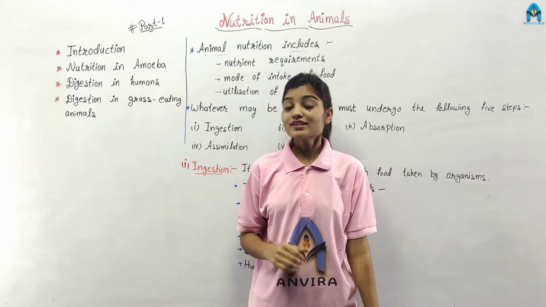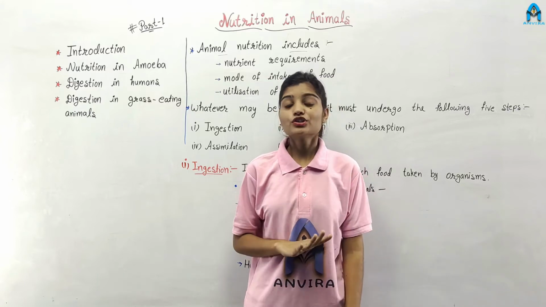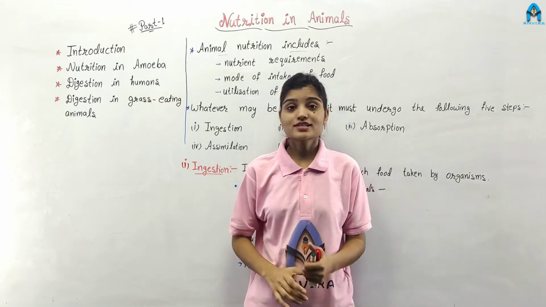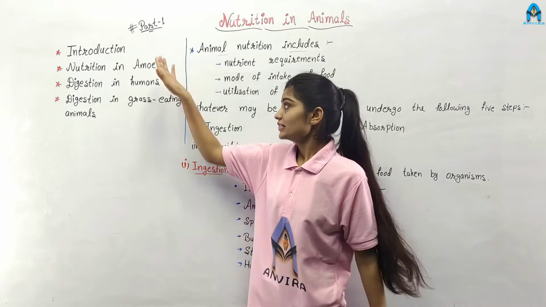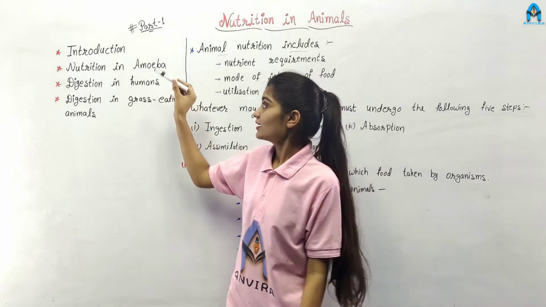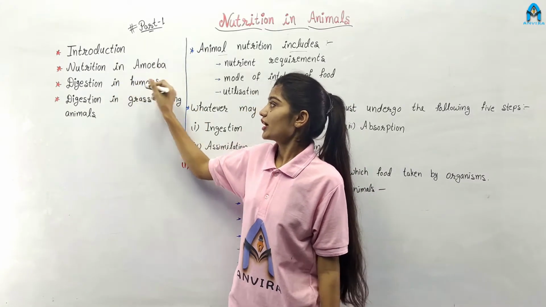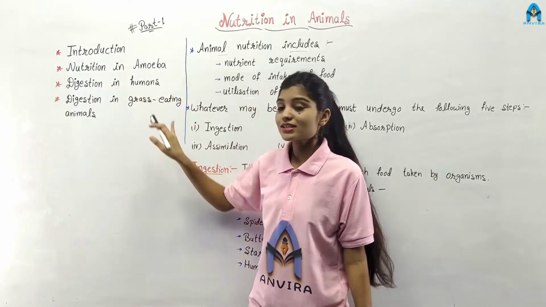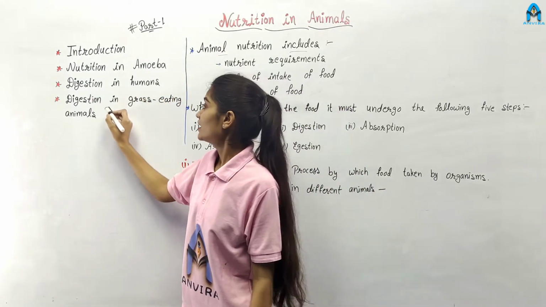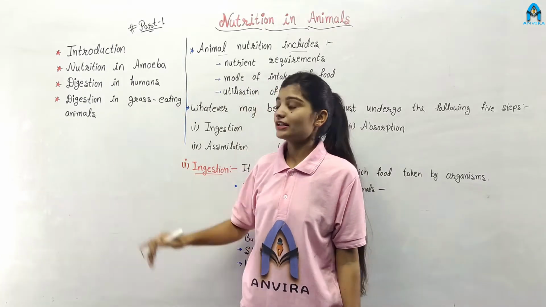Today we start our second chapter of class 7, Nutrition in Animals, part 1st. In this chapter, we cover these topics: Introduction, Nutrition in Amoeba, Digestion in Humans, and our last topic will be Digestion in Grass-eating Animals.